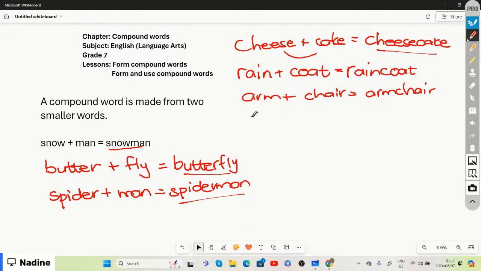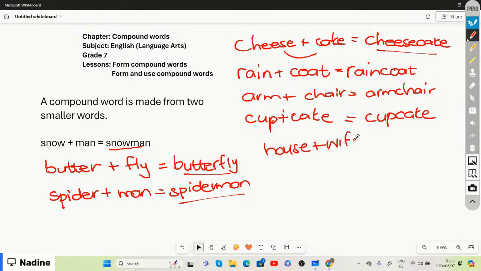Then we also have cup plus cake. So cup plus cake, and we call that a cupcake. And then house plus wife, and we call that person a housewife. And these are compound words.